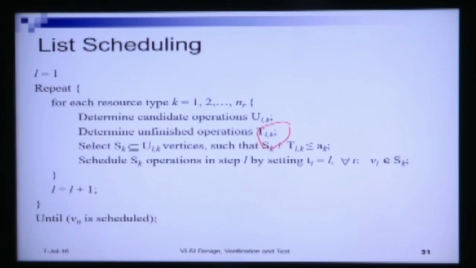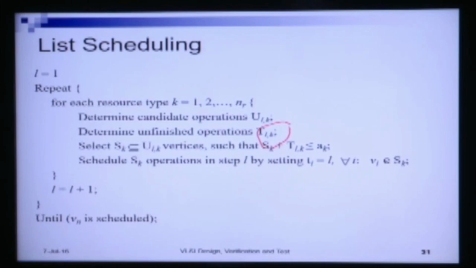Why is this TLK coming here? TLK is coming here because this generalized scheduling strategy assumes that resources can have more than one unit delay. The delay can be higher than 1. Therefore, at a given time step there could be a few operations that are unfinished. Hence, what is the next step?